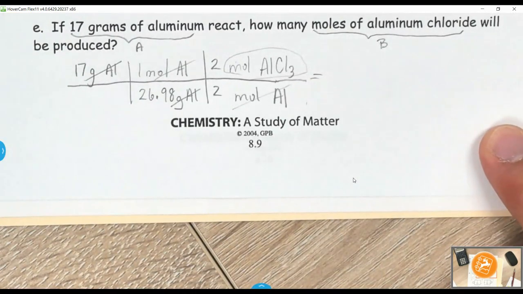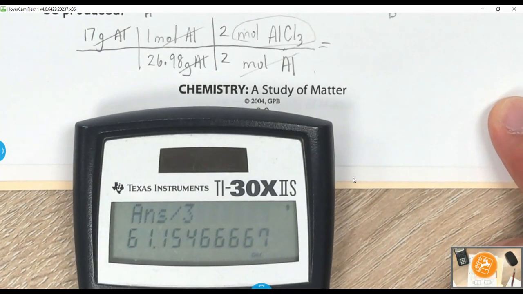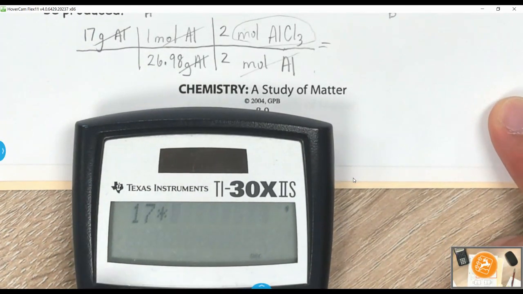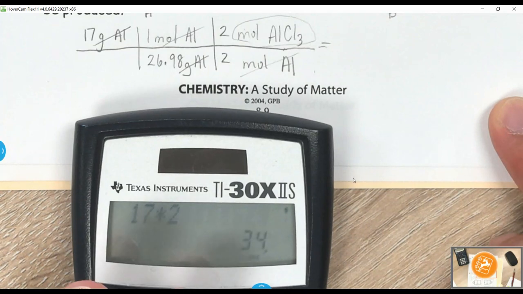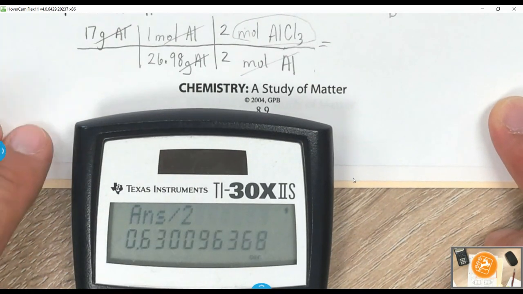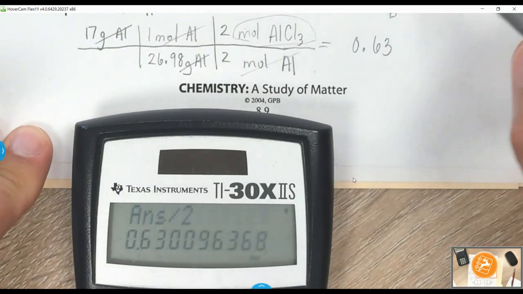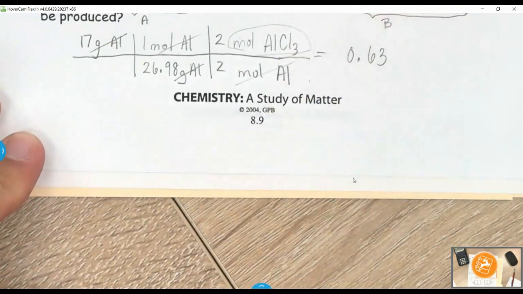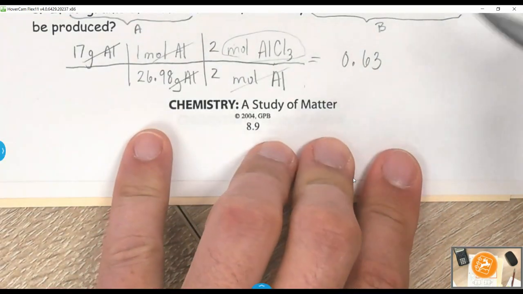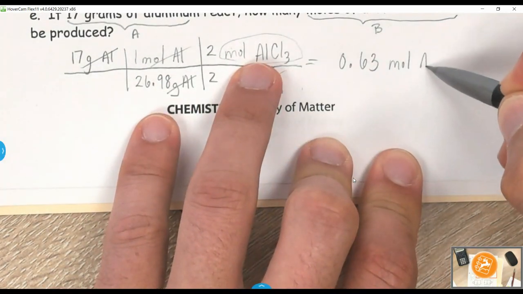And then we just got to type this into the calculator. We're going to do 17 times 2 equals, then divide by the 26.98, and then divide again by 2, and we're going to be left with 0.63. And what would my unit be? Moles of aluminum chloride.